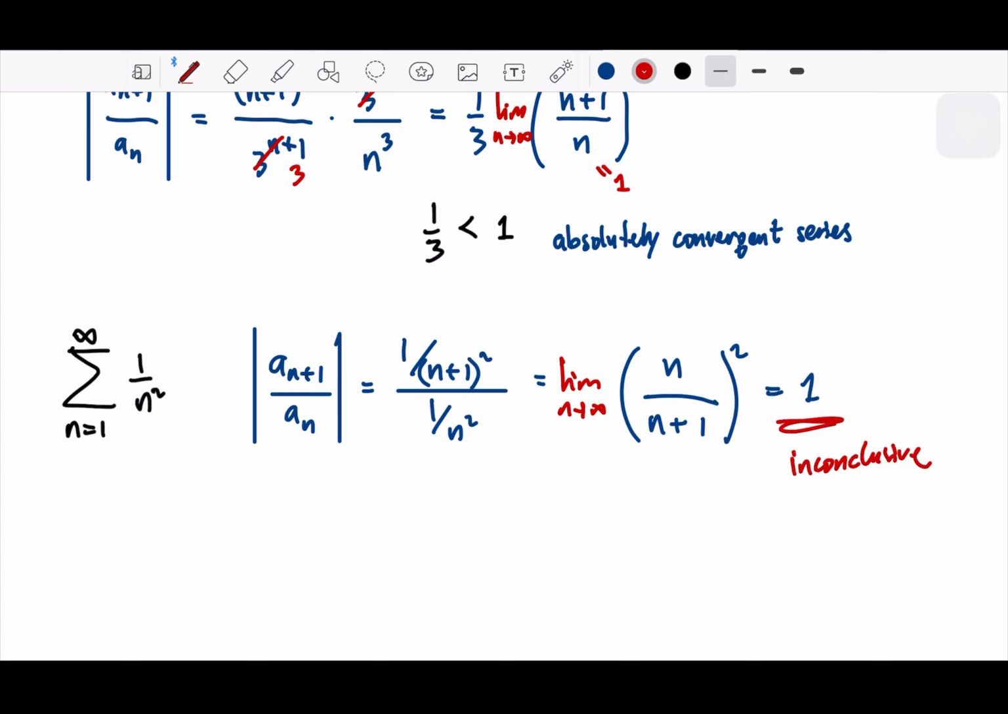And of course, for 1/n squared, we can just use the p-series, and because p is greater than 1, the series is convergent. So for some simple cases like this, the ratio test might not work.